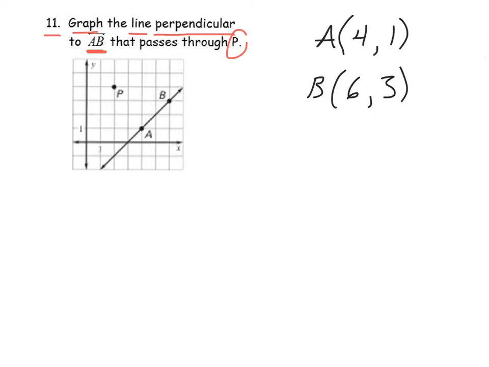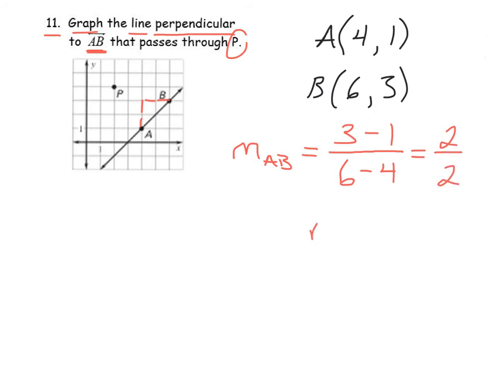Next thing I'm going to do is try to figure out the slope of that line AB. So I'm going to use the equation. You're welcome to use the graph if you want. I can just count up and over. Well, in this case, I can at least check what I've drawn out on the graph. So I expect my slope to come out to be 1. So we end up with 3 minus 1 over 6 minus 4. So it looks like my slope is going to reduce down to positive 1 over 1.